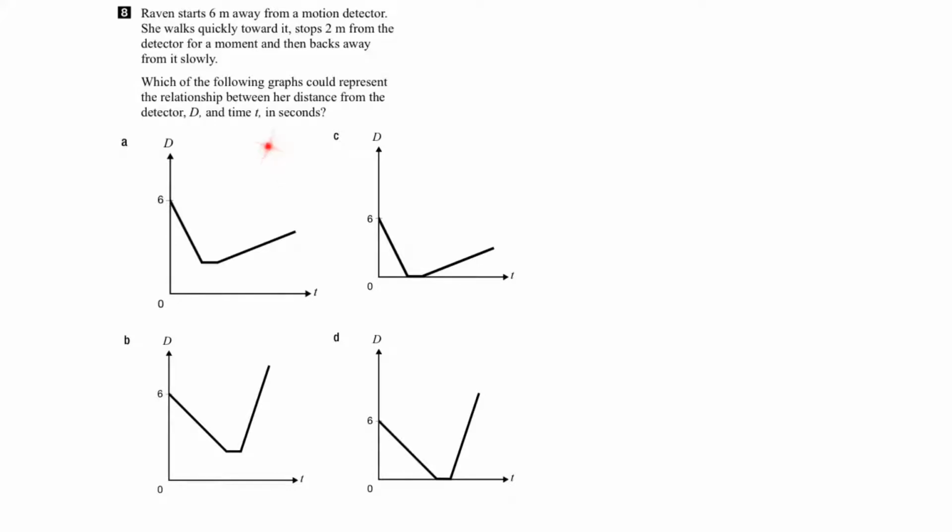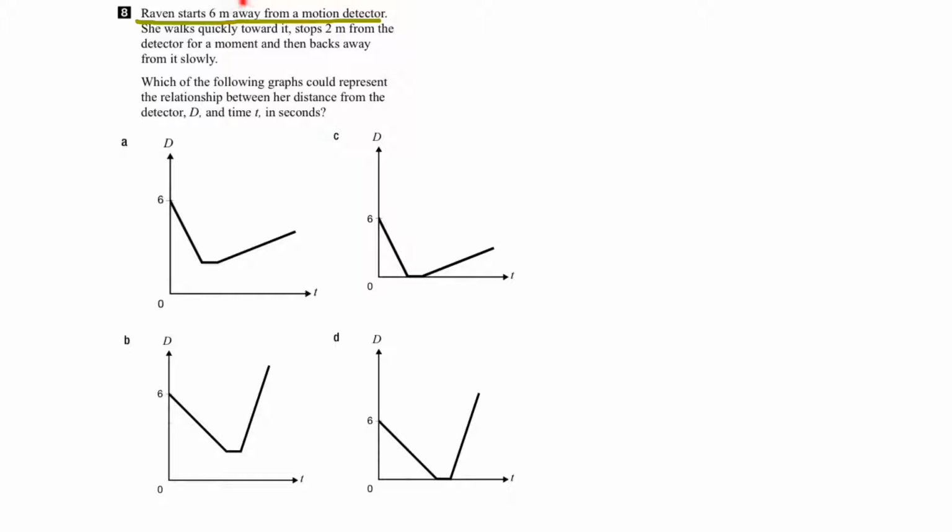In this question, we're given some graphs and asked to find out which of them represents the information provided in the scenario. Okay, so let's take a look at the first sentence. Raven starts 6 meters away from a motion detector.